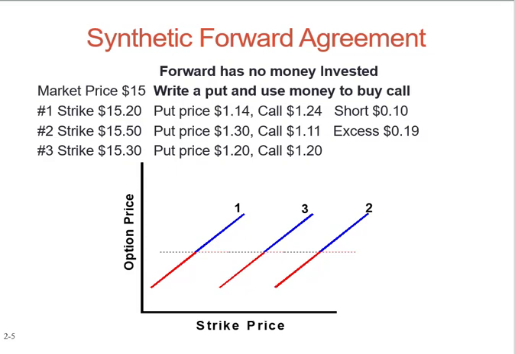So we look at the graph. 1 is one extreme to the left, 2 is the other extreme. Let's try something in the middle, 3. So 3 is a strike price of $15.30.